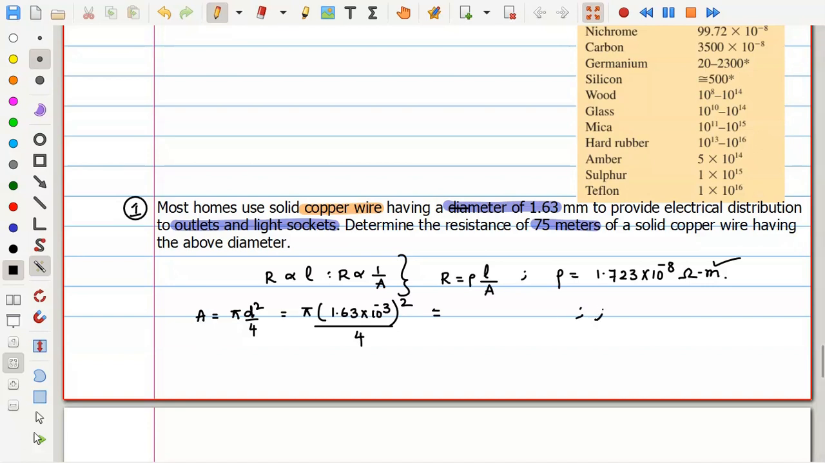And what else is given? L, the length of the conductor, is given as 75 meters. It is given in meters, no issue. Now all things are known: rho, L, A. So you can get the resistance value. Clear? In this way, you can calculate the resistance of the conductor in your home, like this much 75 meters, or from the pole to your house, it might be 75 meters distance. So how much is that conductor resistance? You can get it in this way.